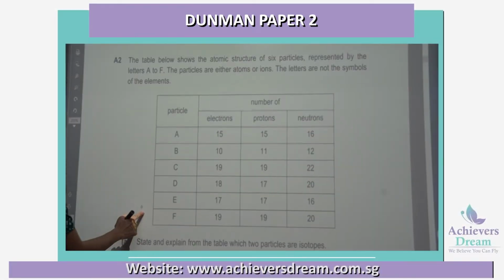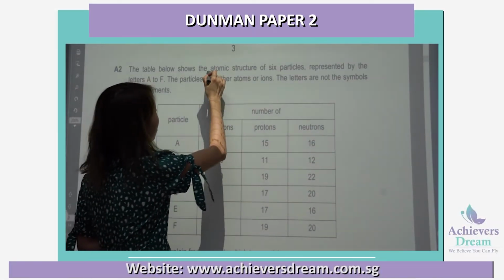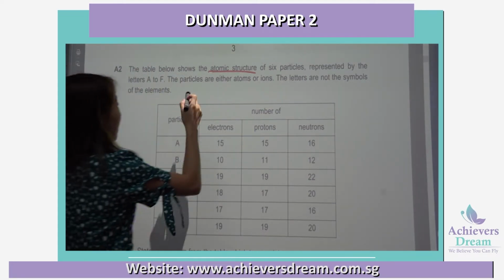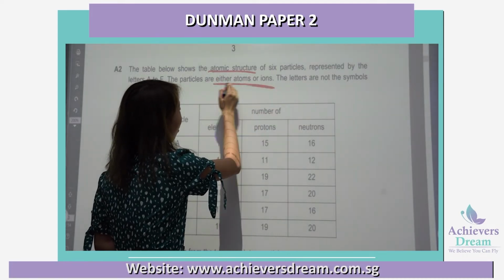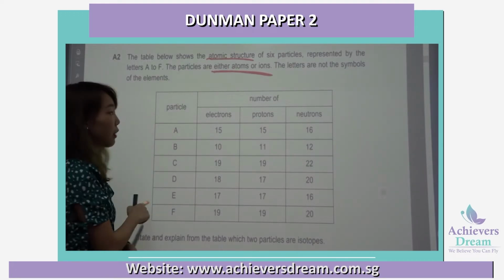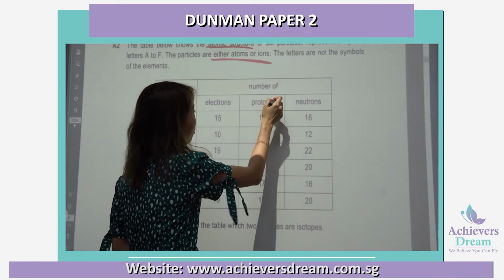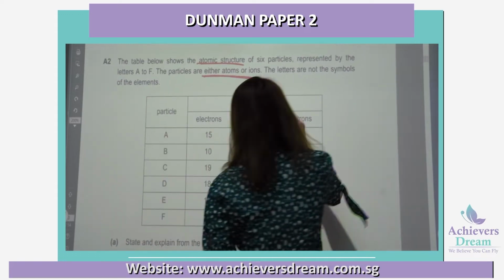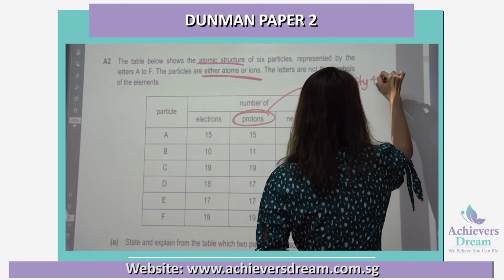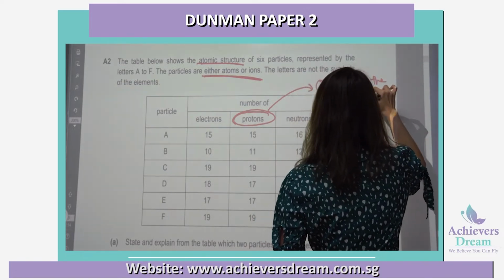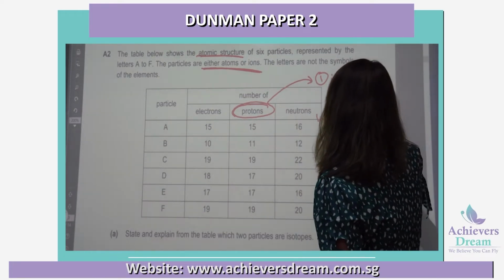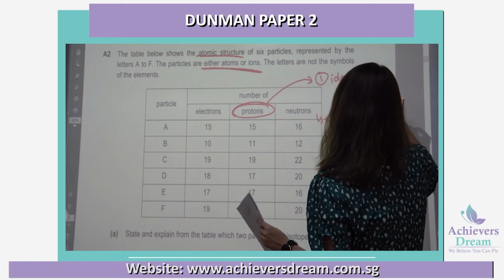Okay, so for A2, the table below shows the atomic structure of 6 particles represented by the letters A to F. Okay, the particles, they are either atoms or ions, and the letters are not symbols of the elements. When you see this kind of table, as long as you know the number of protons, always your first step should be identify the element. It will make your life a lot easier. And why do we use the number of protons? Because remember, every element has its own unique proton number.